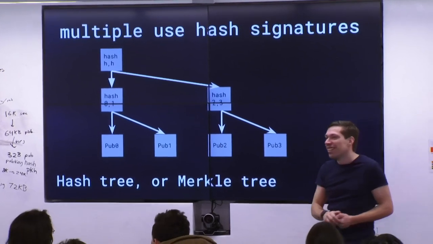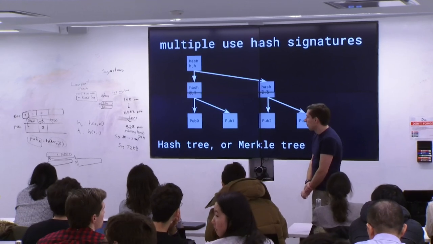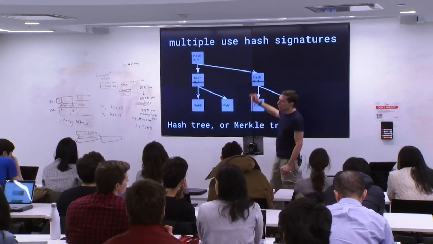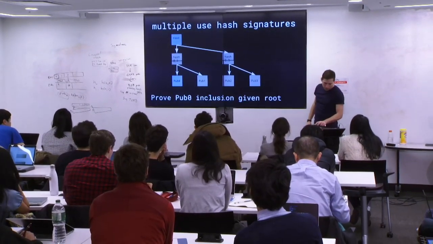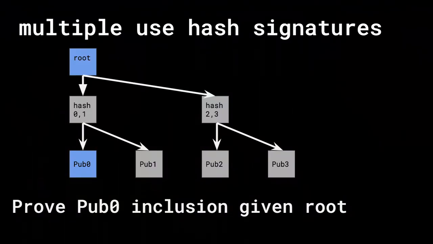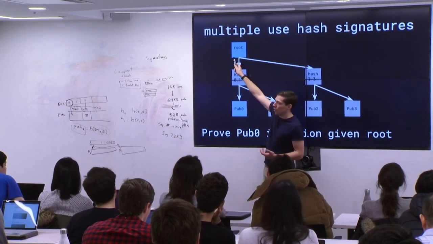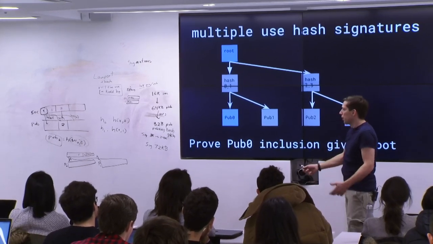Anyone else have... yeah. So, assume you want to prove public key zero, you would publish that and public key one, and also the hash of key three. Right, and then you can prove up to the top. So the idea is the verifier who's verifying a signature already knows the root, because you've pre-published that as your public key. It's your public key root, your public key hash.